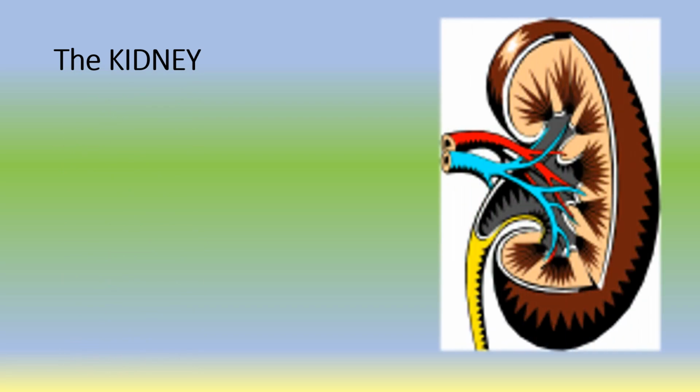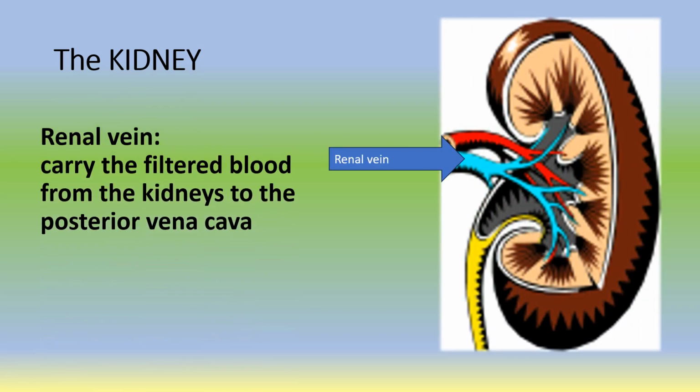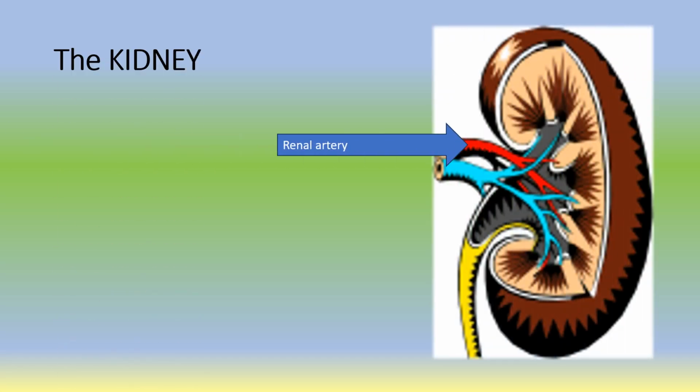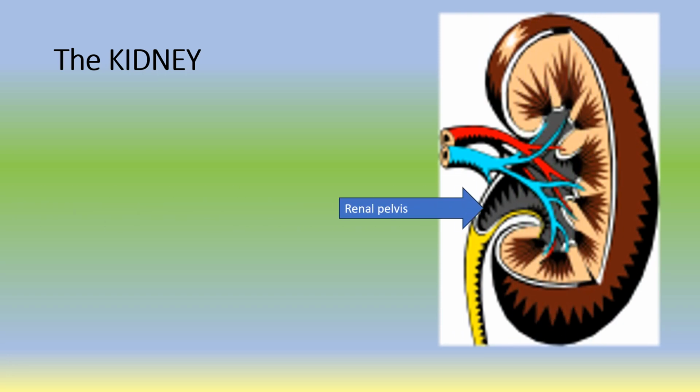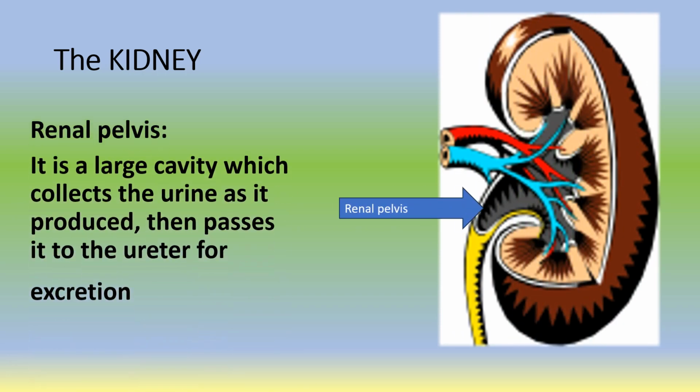Another part is the renal vein. The renal vein carries the filtered blood from the kidneys to the posterior vena cava. The next one is the renal artery. They carry unfiltered blood from the aorta to the kidneys. The next one is the renal pelvis. It is a large cavity which collects the urine as it is produced, then passes it to the ureter for excretion.